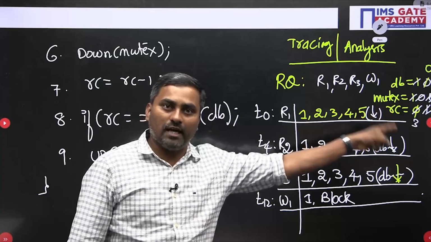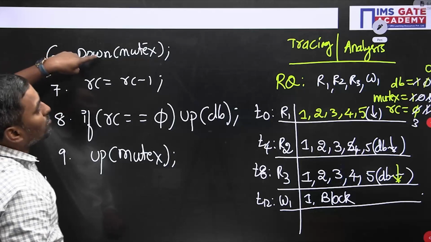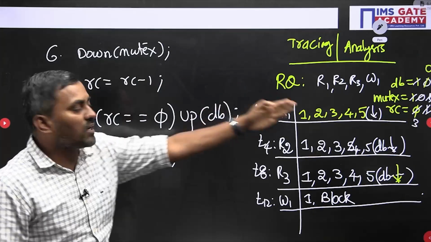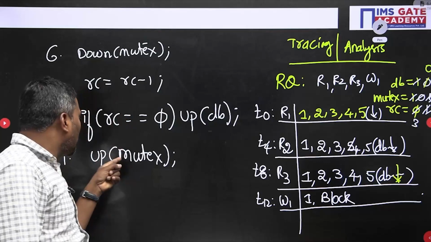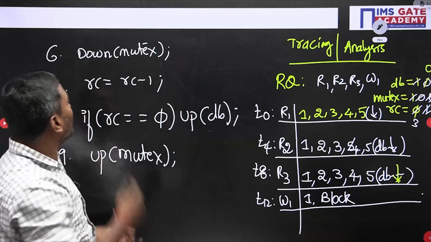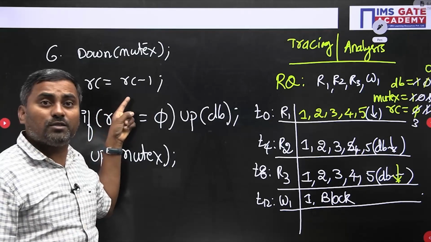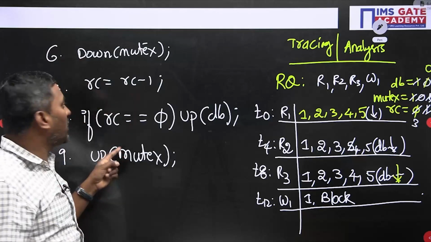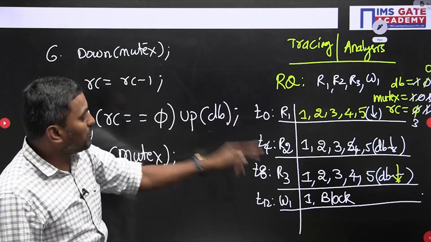Now suppose I schedule R1, which was in the critical section. It will complete reading the database. After reading, down on mutex, mutex value 1, 1 down 0 successful. Decrement RC, the value becomes 2. RC is not 0, so simply up mutex, mutex becomes 1. Then R1 is over, R2 comes, down on mutex, successful, decrement RC, RC is not 0, just up mutex. So now RC is 1 and R2 also completed.